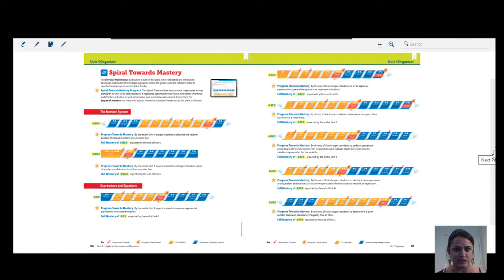Now, these pages are where it gets real. This is where you're going to see the spiral in action. And because we're in Unit 4, you're going to notice a couple of things. You're going to notice the color coding of the orange, which is where we are now. That blue is where we have been with that specific Indiana academic standard. And so it helps you again see that coherence in another way.